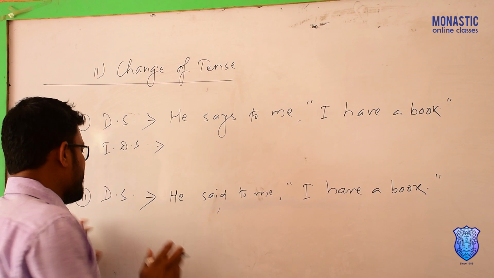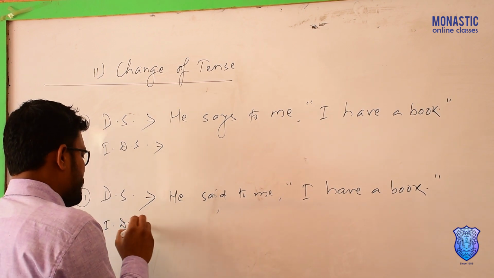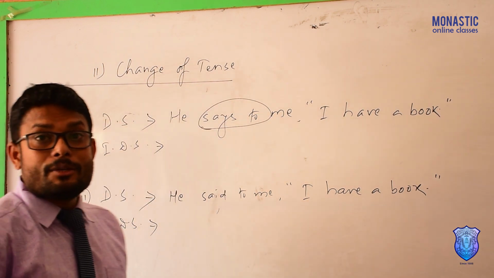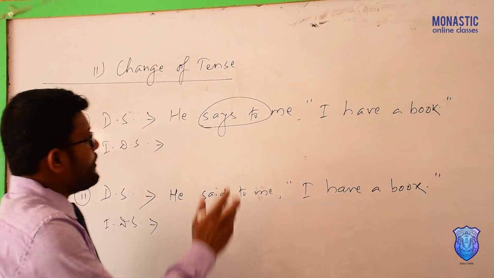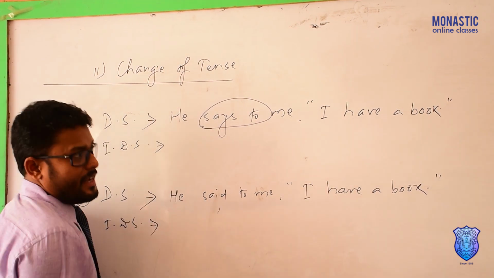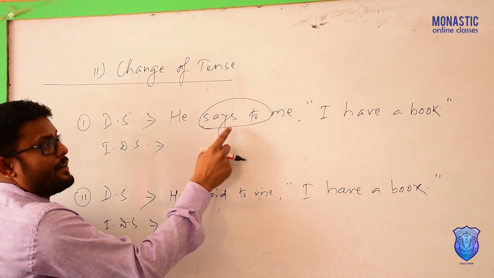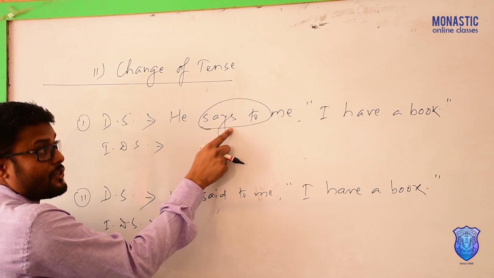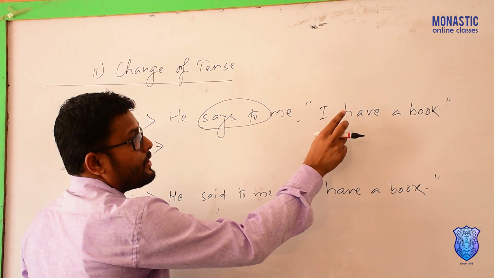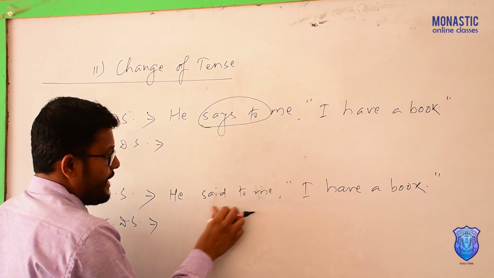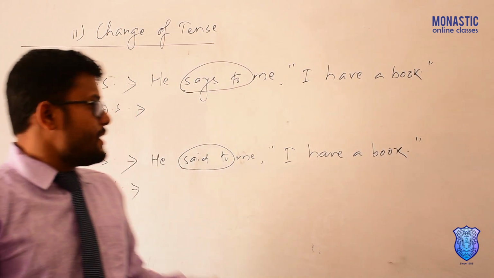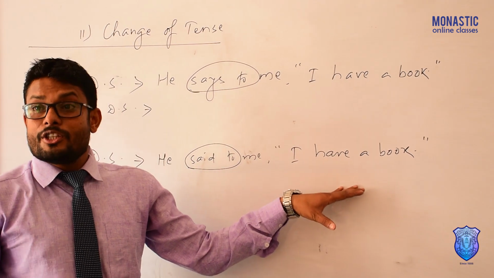The very simple reason behind giving these two examples is that whenever you find that the verb used in the reporting clause, that is the reporting verb, is in the present tense or in the future tense, at that moment we are not allowed to change the tense of the reported clause. But when you find that the reporting verb is in the past tense, at that moment you have to change the tense of the reported clause into the IDs.